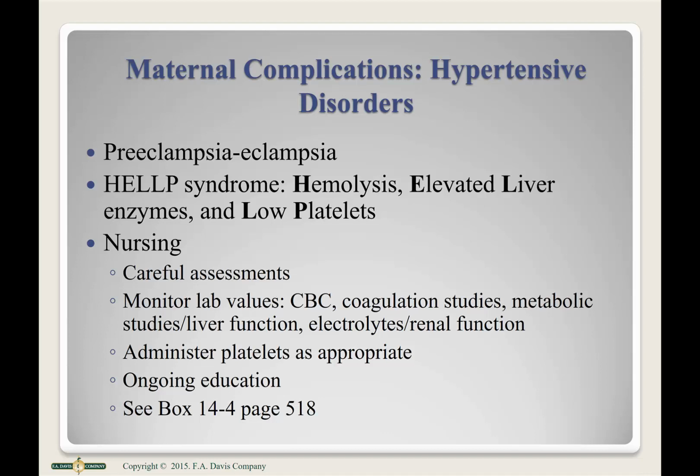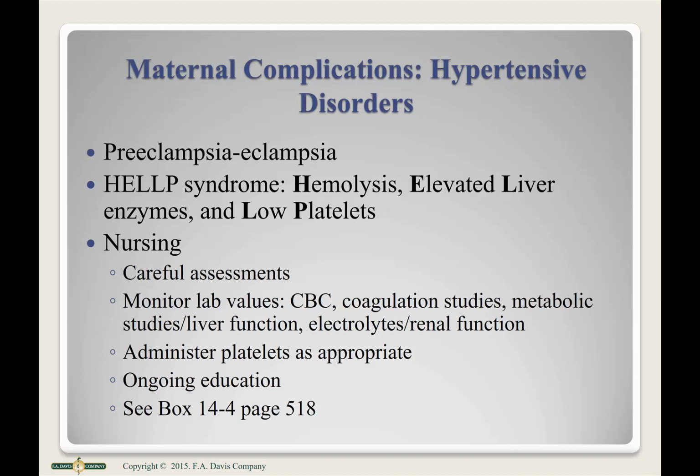Other maternal complications, hypertensive disorders. There are a lot of hypertensive disorders in pregnancy. Preeclampsia is the main one that we see most often. Eclampsia is a more severe aspect of preeclampsia. Basically, it's preeclampsia with grand mal seizures. So eclampsia is when the patient now has grand mal seizures because of her blood pressure, hypertensive problems. HELLP syndrome is another progressive sequela of preeclampsia.